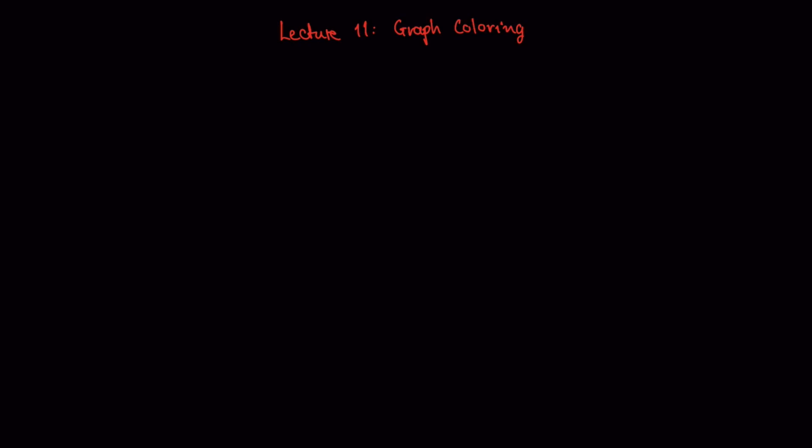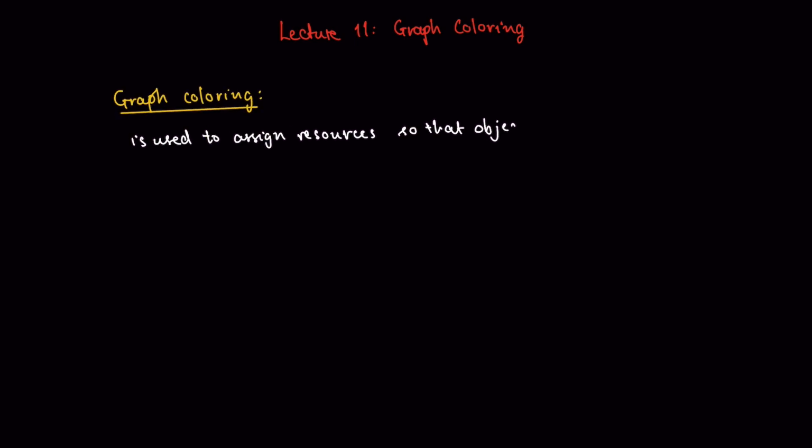Hello everyone, in this video we're going to talk about graph coloring. So what is graph coloring? Graph coloring is used when we need to assign resources so that objects that conflict with each other receive different labels or colors.